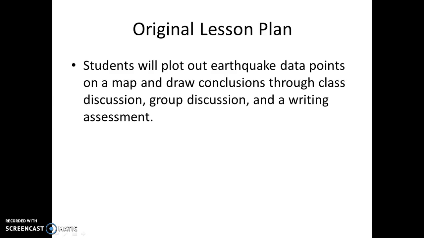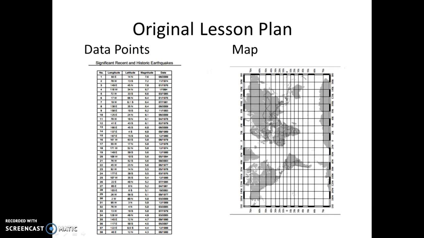So in the original lesson plan, students had to plot out earthquake data points on a map and draw conclusions through class discussion, group discussion, and a writing assessment. This is the map, and those are the data points. They take each one of those data points, longitude and latitude, and plot out where the earthquake occurred and the magnitude. Through that you would possibly find the Ring of Fire, which is volcanoes, but also has a lot of earthquakes as well. It's not a huge point, but you would find that all the earthquakes occur along convergent boundaries.